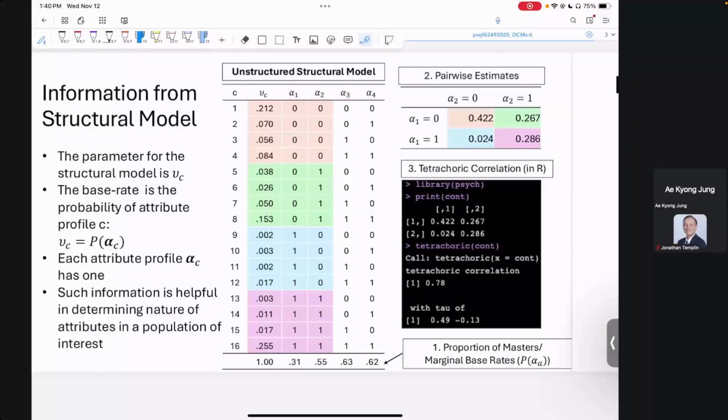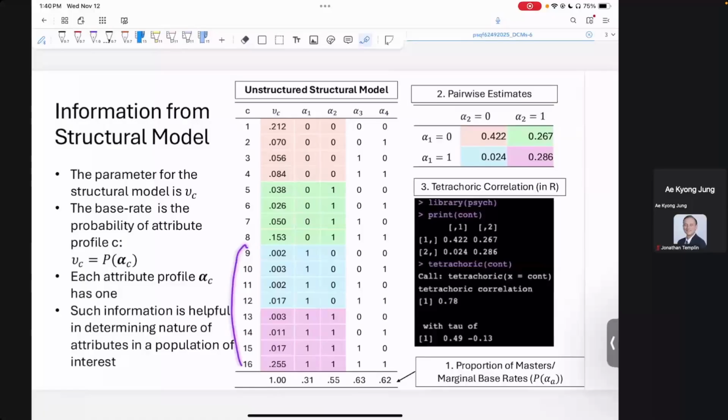How can we get it? We sum all of this proportion who has mastered attribute 1, all of this number where the class has mastered attribute 1, then it will be 0.31. And if I sum all of this green box and pink box, then it will be 0.55.